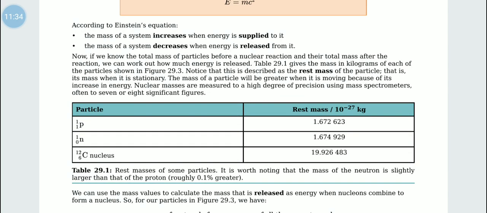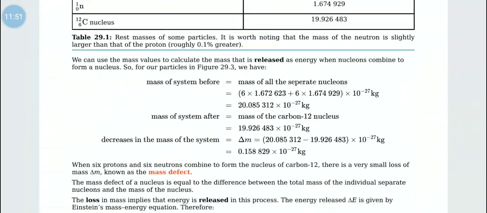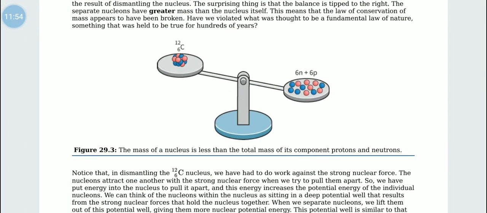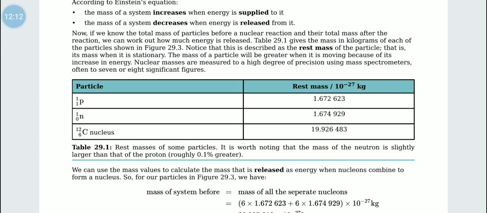Now in this table 29.1, it gives the mass in kilograms of each of the particles in figure 29.3. So let's look at this figure 29.3. As you can see, on the left hand side you have the nucleus, 6 protons and 6 neutrons. On the right hand side you have the 6 neutrons and 6 protons separated. Right, so now let's look at this very carefully. One proton, the neutron and the nucleus.